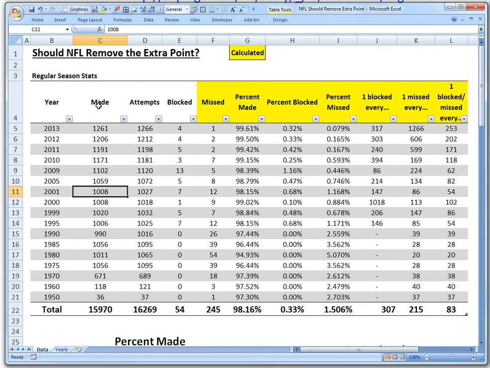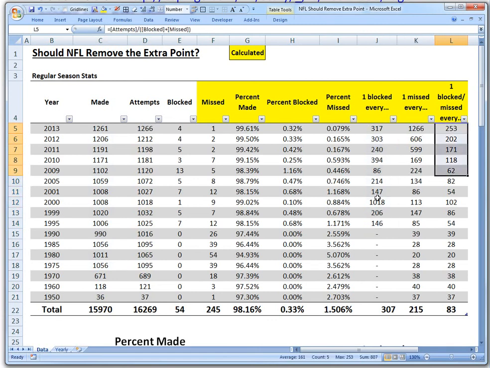So I compiled, for the regular season, all the made kicks. As you see, initially, I don't know if they just didn't have as many teams or as much data, but this was like 36. But now they have every single kick. So it's 1,200 kicks this year, and then the attempts as well, and also how many were blocked and how many were just straight missed. And also the percent made, percent blocked, percent missed, and then one block every number of kicks, one missed every number of kicks, and one blocked or missed every number of kicks.